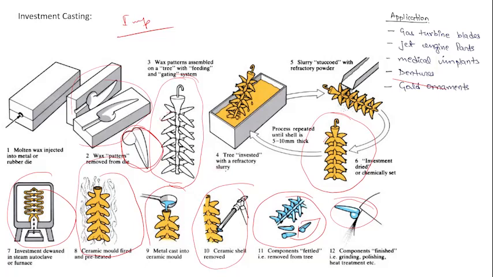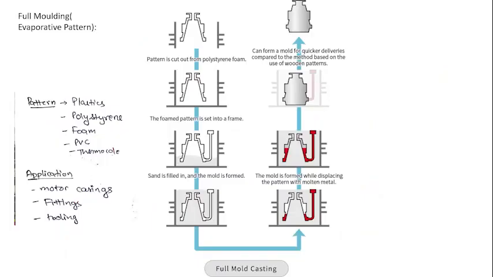It is very important to understand the procedure and the applications of investment casting. Basically, in the medical field it is used a lot. Apart from that, gas turbine blades and jet engine parts are also made by investment casting. Then full molding, which is also known as evaporative pattern. So what is happening here?